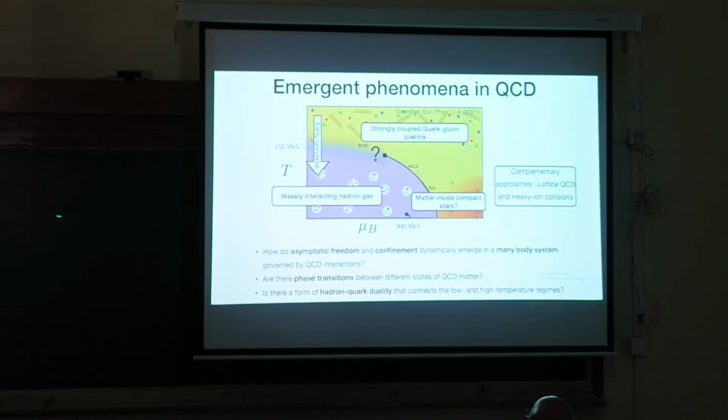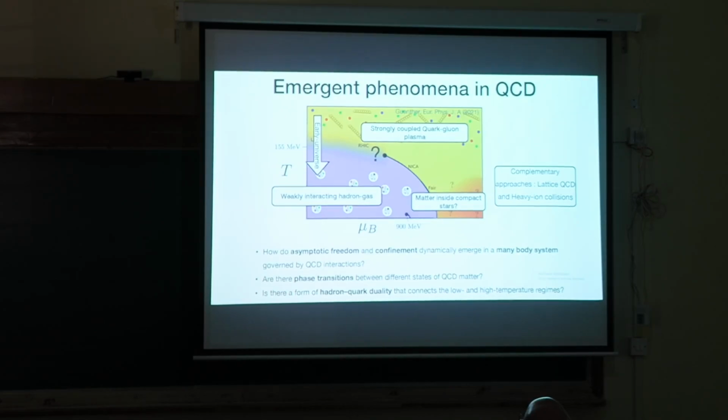To begin with, we are interested in the emergent phenomena in QCD. As I discussed yesterday, two of the defining properties of QCD are asymptotic freedom and confinement. We would like to know how these fundamental properties dynamically emerge in a many-body system governed by QCD interactions. In particular, we are interested in understanding the nature of these phase transitions, and also a very important question that is intimately tied to these investigations: is there a form of hadron quark duality that connects the low temperature and high temperature regime?